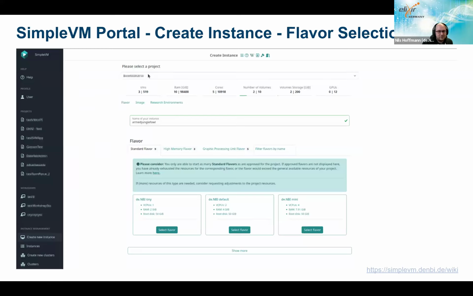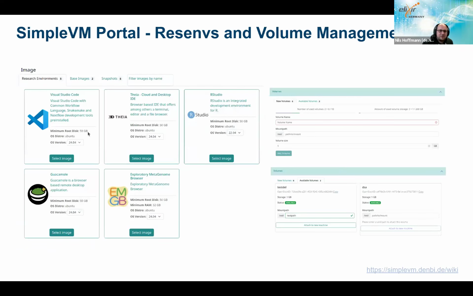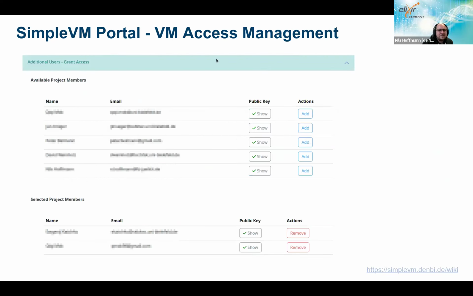In this case, for example, we first selected the project, and then select one of the virtual machine flavors to start them, then go on to select one of the virtual research environments. You can also alternatively use base images, snapshots, or whatever is available. Then create and define your volumes, and then start your virtual machine.